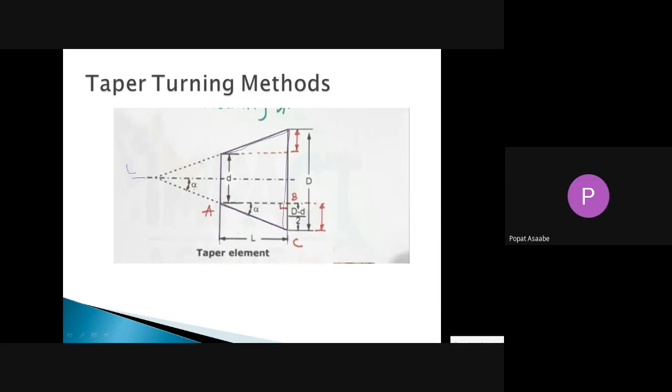In taper turning, you have to remember we always want to calculate the taper angle. See, this is the taper angle. This is called the half taper angle, and now we want to calculate this taper angle. The taper angle will be in degrees. Suppose after calculation we get a 2 degree, 3 degree, or 5 degree taper angle. Up to that much angle we have to swing our compound rest.